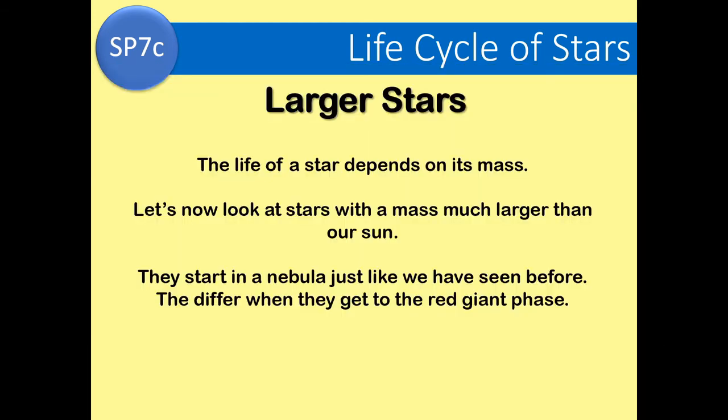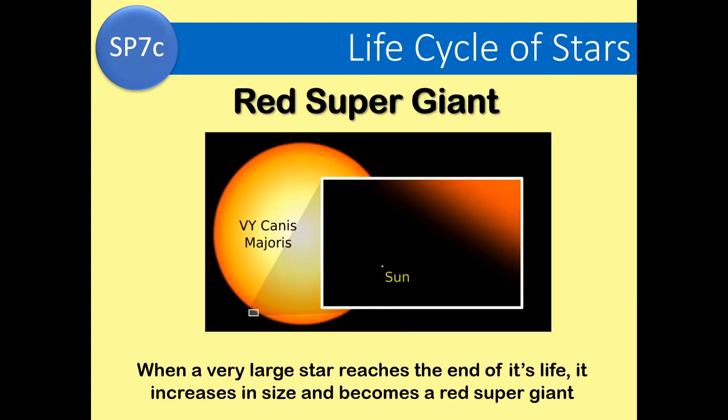So we've looked at stars similar to our own sun, but now let's have a look at stars that have a much larger mass than our own. They start off in a nebula, just like we've seen before, but they differ when they get to that red giant phase. And rather than being a typical red giant, they form what's called super red giants. So the radiation pressure is even greater and the star starts to expand.